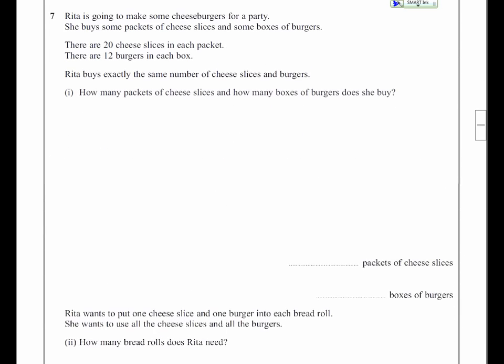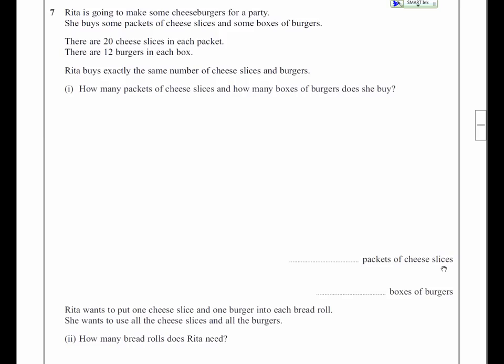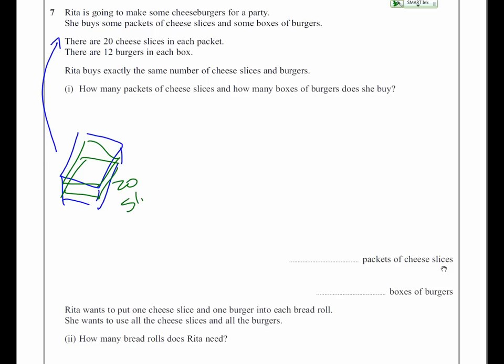Question 7. Rita is going to make some cheeseburgers for a party. She buys some packets of cheese slices and some boxes of burgers. There are 20 cheese slices in each packet. Okay, so let's imagine her cheese slices that she's got here. And she's got 20 of them. Okay, you'd hope your cheese wasn't green. So 20 slices.